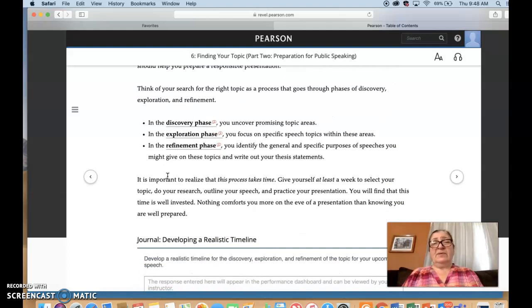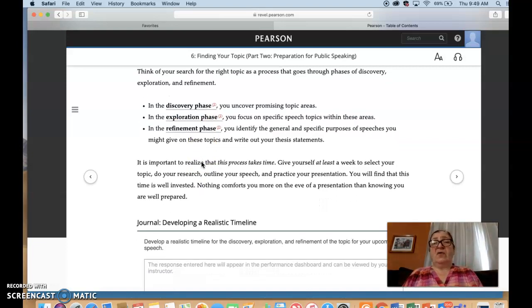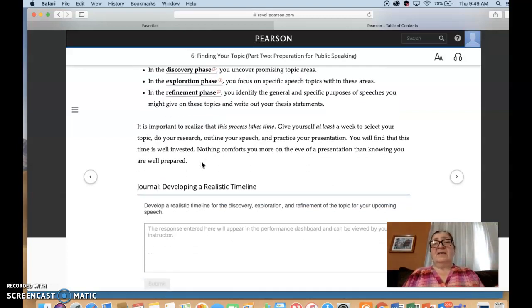So the textbook chapter discusses a few stages of your preparation. In the discovery phase, you explore the topics and uncover which topics are promising. In the next one, the exploration phase, you focus on a specific topic, a specific speech within one of those areas. And in the refinement phase, you identify the general and specific purposes of the speeches you might give on any of those topics, and then write out your thesis statement. I really hope that most of you have done that.